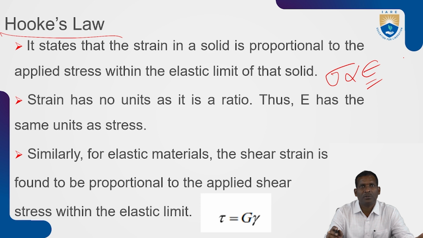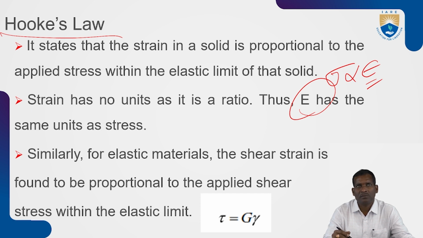This is only a ratio. So that means delta d by d or delta L by L. Thus E has the same units as stress. What is this E? Young's modulus. Whenever the stress is directly proportional to the strain, you can write in terms of E.